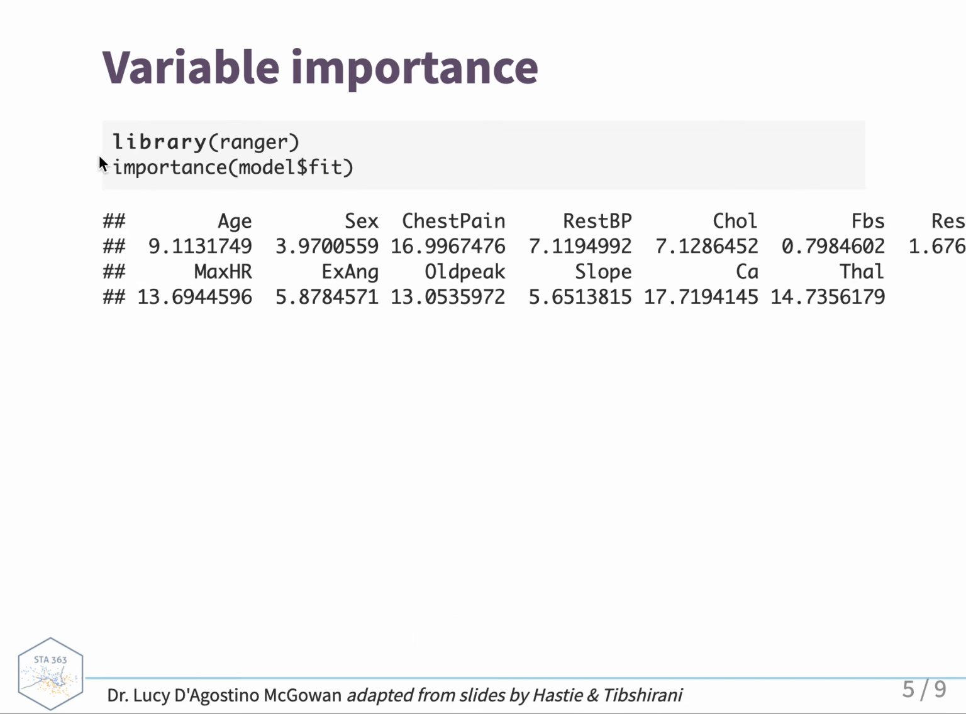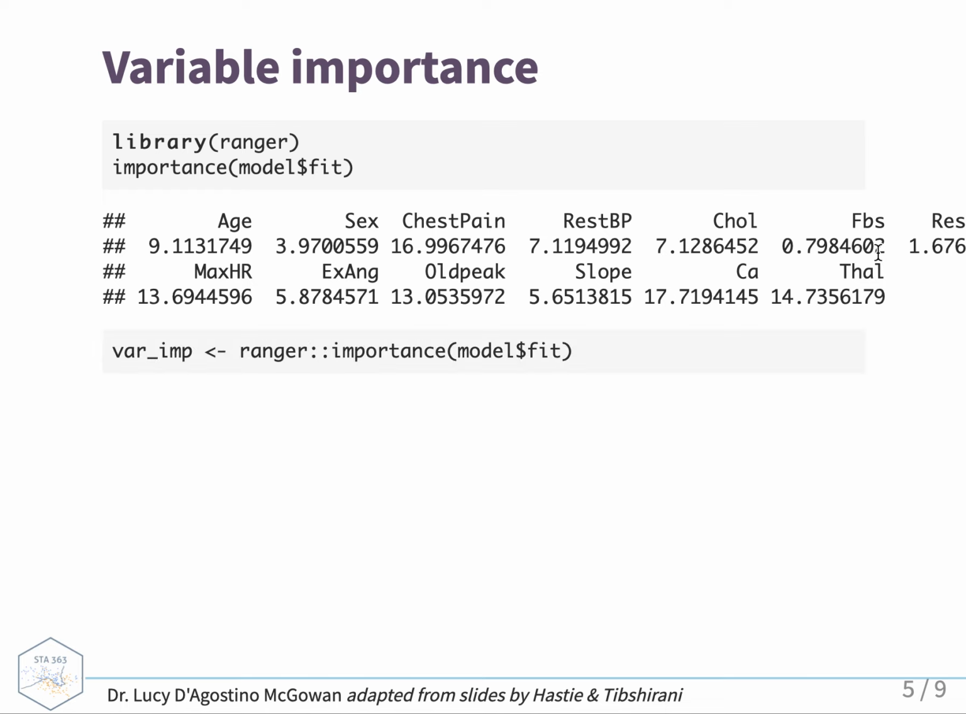So this is doing the same thing, loading the ranger library and then using the importance function. What we can see here is it gives us an importance measure for each of the variables. For example, this variable here seems to have the largest importance, and similarly, it looks like this one, FBS, has the smallest importance.